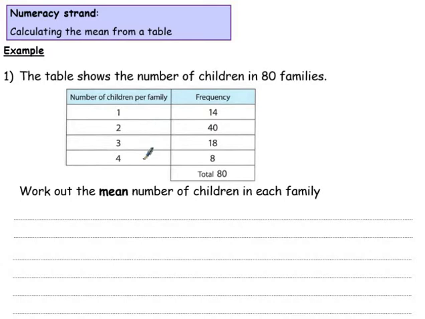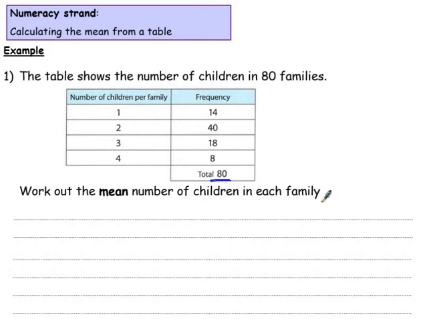And we can see the frequency here, so that means there are 14 families with 1 child, 40 families with 2 children, 18 families with 3 children, and 8 families with 4 children, giving us a total, which is important, of 80 families.